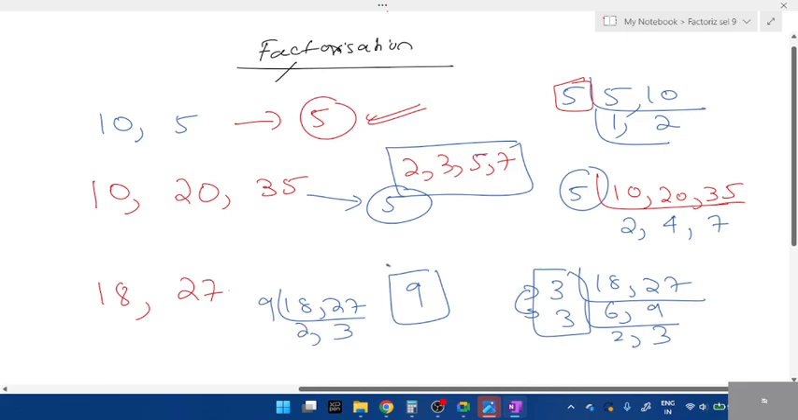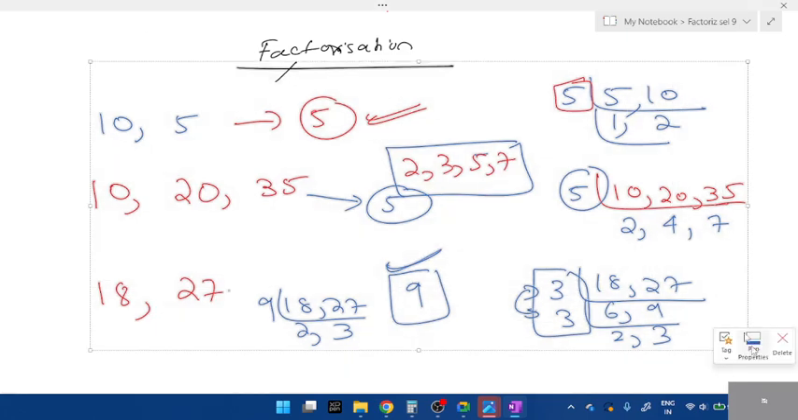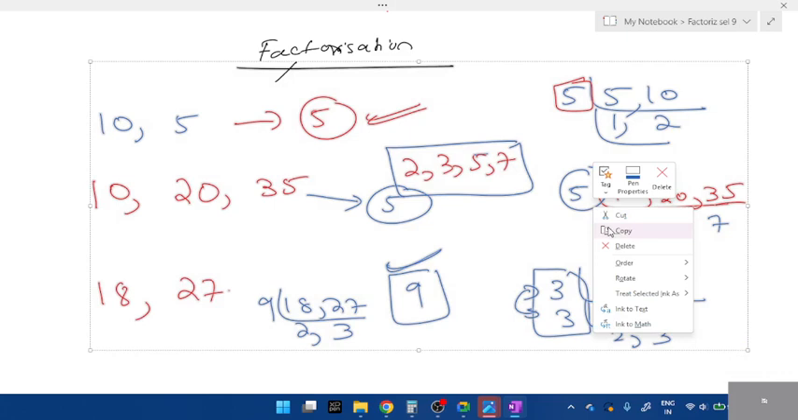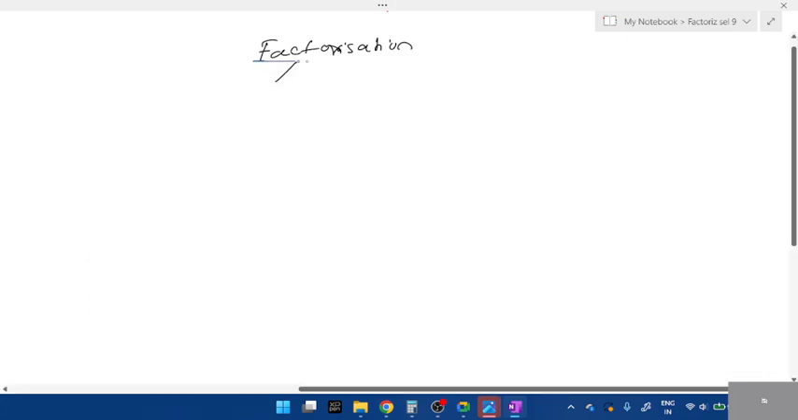Is it clear? Understood? HCF, students. So I'm starting from the basics, so all of you will concentrate. This is how you find HCF.